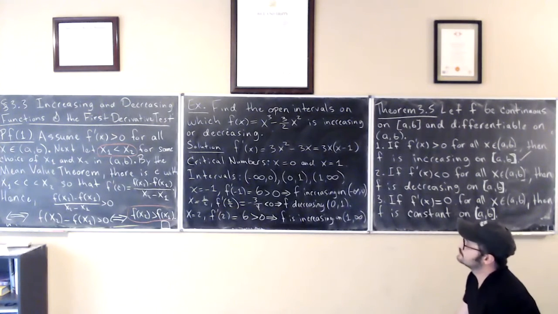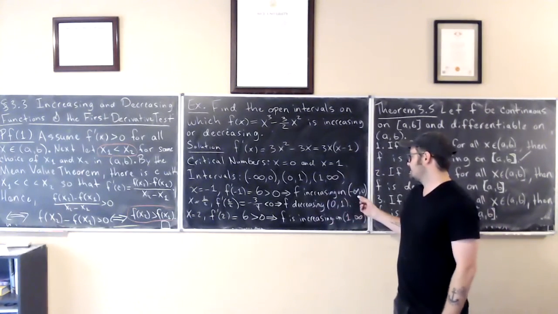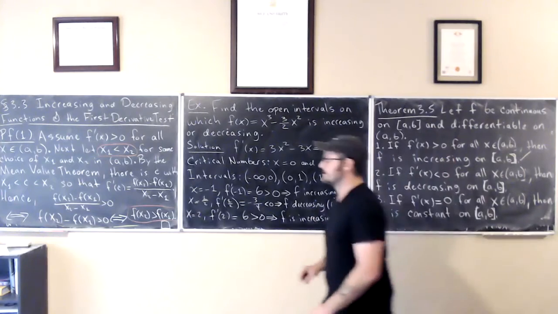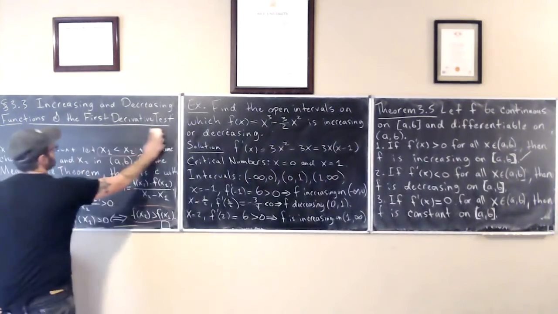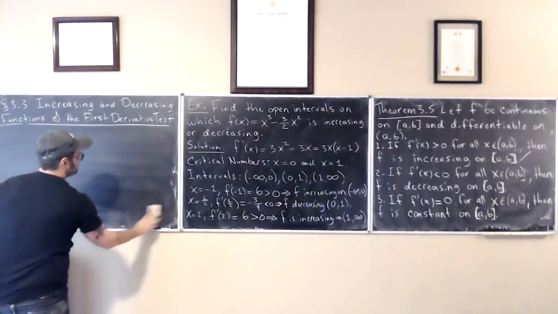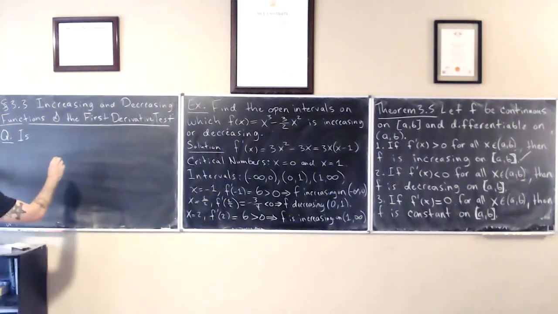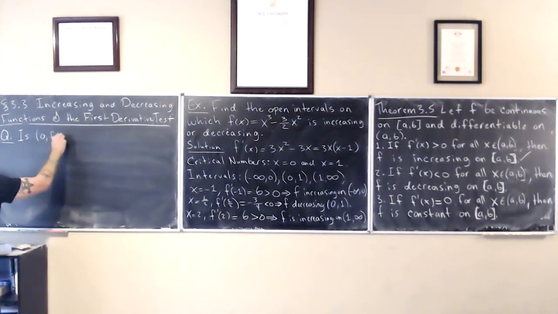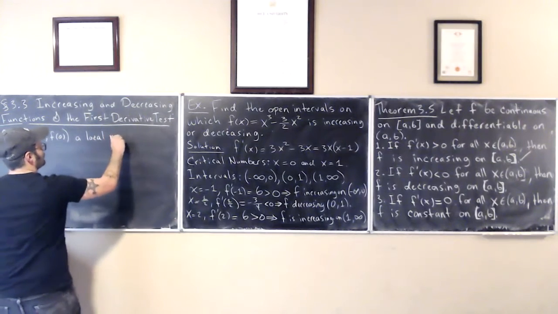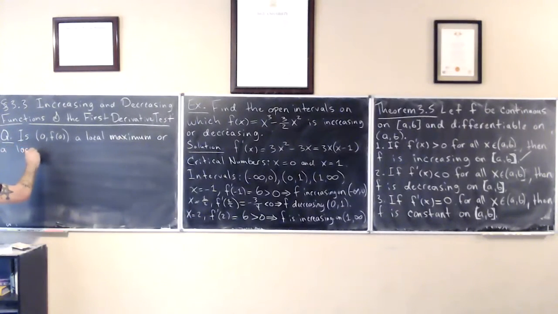So with that being said, we see that the function is changing from increasing to decreasing when x is equal to 0. We see that the function is changing from decreasing to increasing when x is equal to 1. So let me pose a question. The question is: is (0, f(0)) for that function there a local maximum or a local minimum?